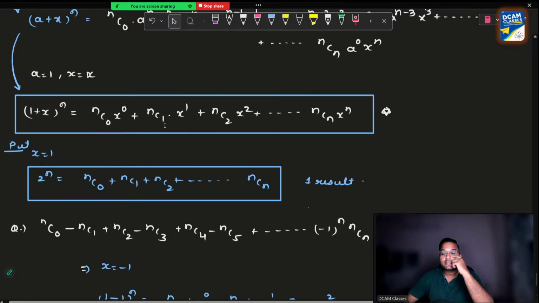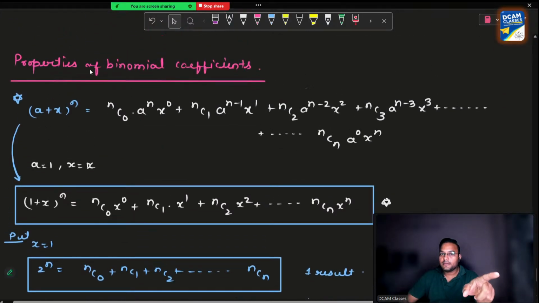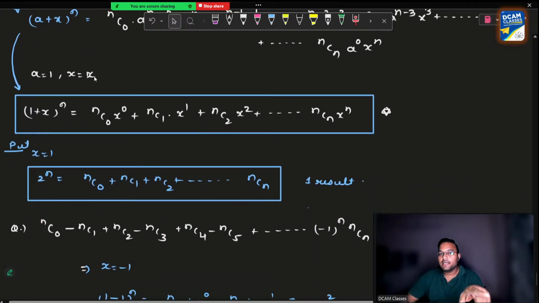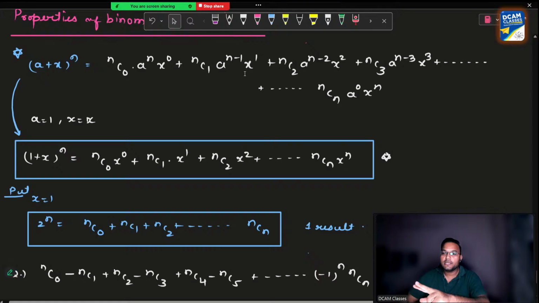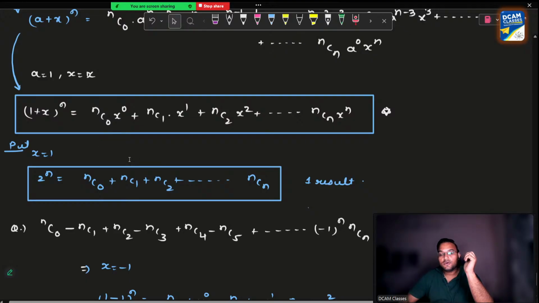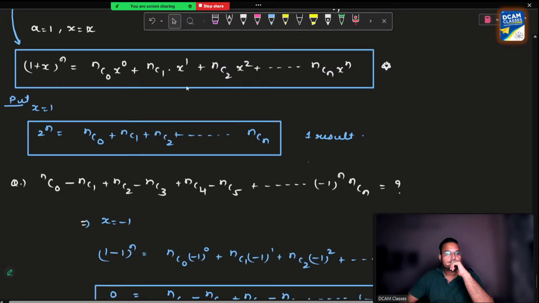Now here what I have done, Kanishka, see here, these are properties of binomial theorem, we are discussing binomial coefficients. And here, using the above basic binomial theorem, putting a is equal to 1, x is equal to x, I have derived one formula. This I think you know, because you may have used it many times. This one you know?